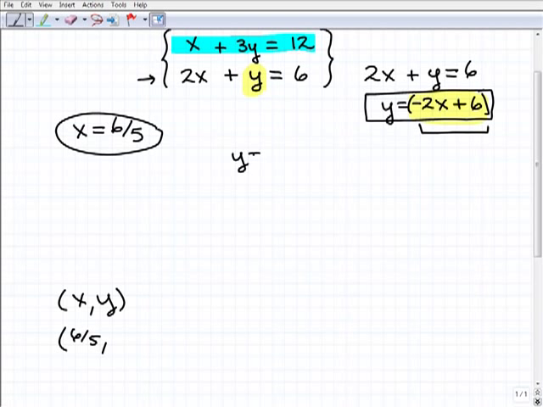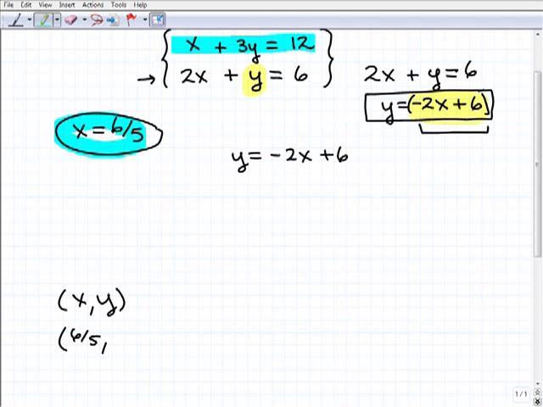All right, so anyways, we have y equals negative 2x plus 6. So remember this equation I said to write down? This is our first equation. We put a box around it. So we're going to start and end there. So I know what x is equal to. x is equal to 6/5. But now I need to know what y is equal to.